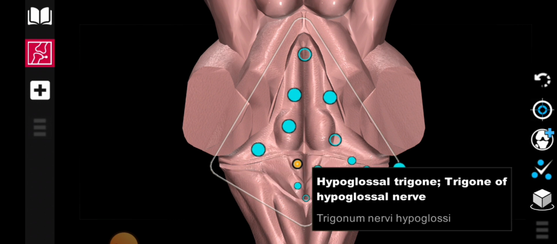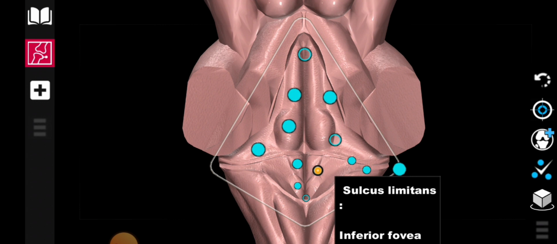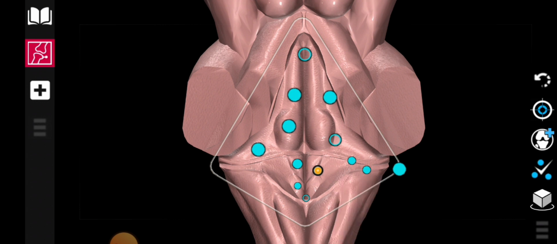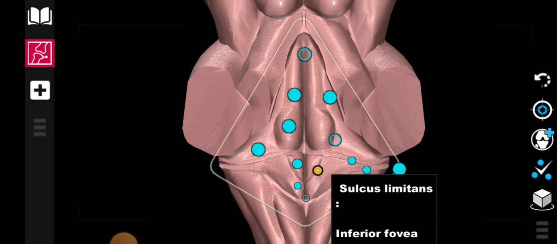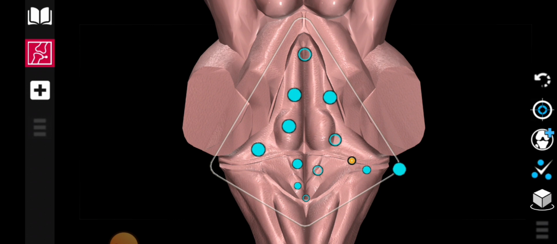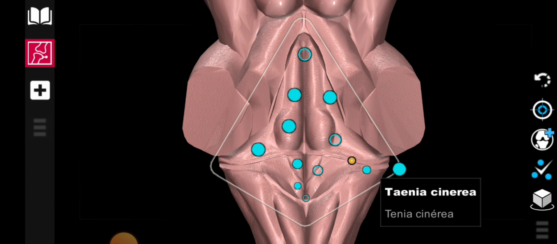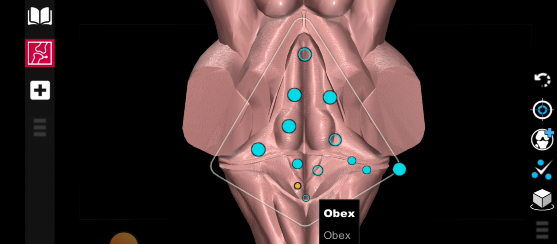Now we have entered into the part of the floor of the 4th ventricle being formed by the posterior aspect of the medulla oblongata, right? That is why you are seeing these structures also. The sulcus limitans is continued downward. Here you can see and here you can see. And what are these transverse running fibers? These are the medullary striae present in the 4th ventricle. And this is the taenia cinerea. Now let me show you, that is the obex.